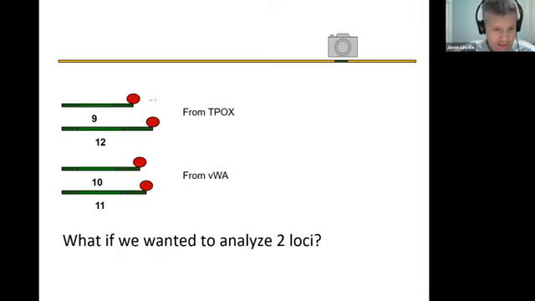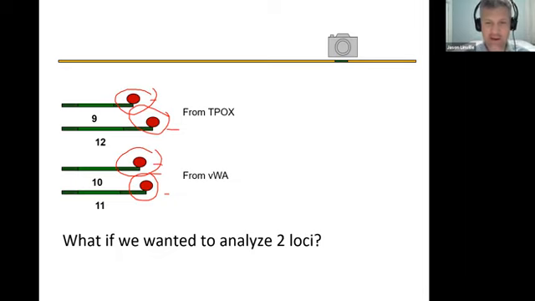I'm a 9 and 12 for TPOX, 9 allele from my mother, 12 allele from my father, whatever. I'm a 10 and 11 for VWA, 10 allele from my mother, 11 allele from my father. I've ordered primers that are labeled with a fluorescent dye. So when I amplify them, I get 10 million copies of this, 10 million copies of that, in the 10 millions range.